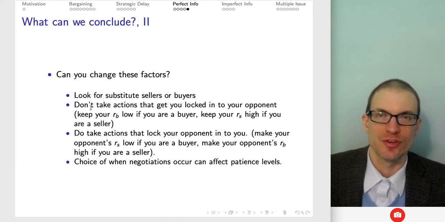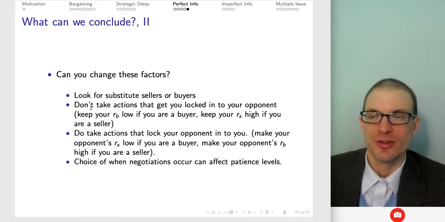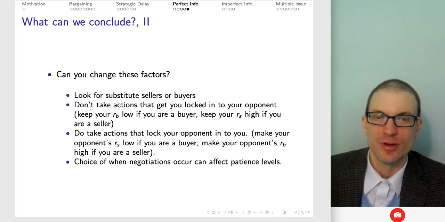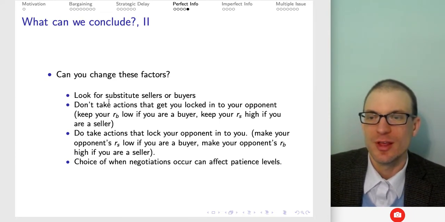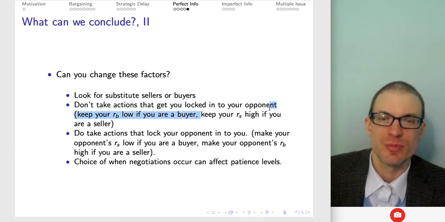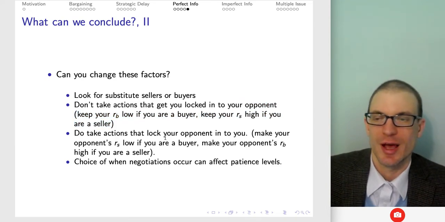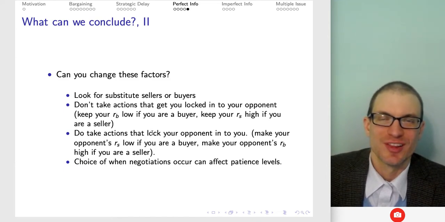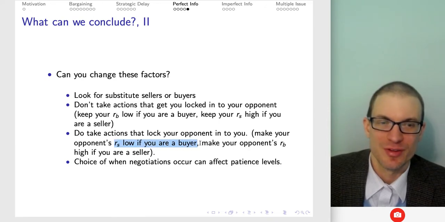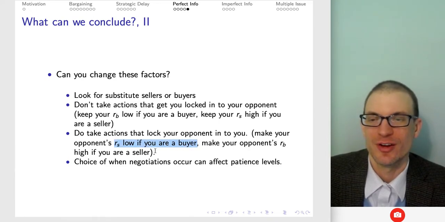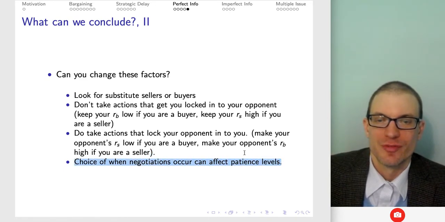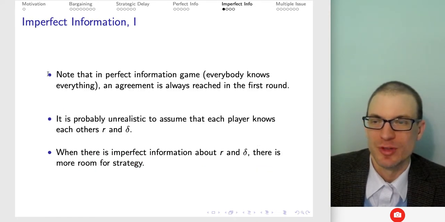Can you change these factors? Well, you could look for substitute buyers or sellers, and you definitely don't want to take actions that lock you into your opponent. You don't want to be specific to that opponent. So you want to do things that keep your reservation price low if you're a buyer, keep your reservation price high if you're a seller, so that you've got good outside options. Do take actions that lock in your opponent to you. Make your opponent's reservation price low if you're a buyer. Make your opponent's reservation price high if you're a seller. And then ultimately, the choice of when negotiations occur can also affect patience levels too, especially timing really matters.